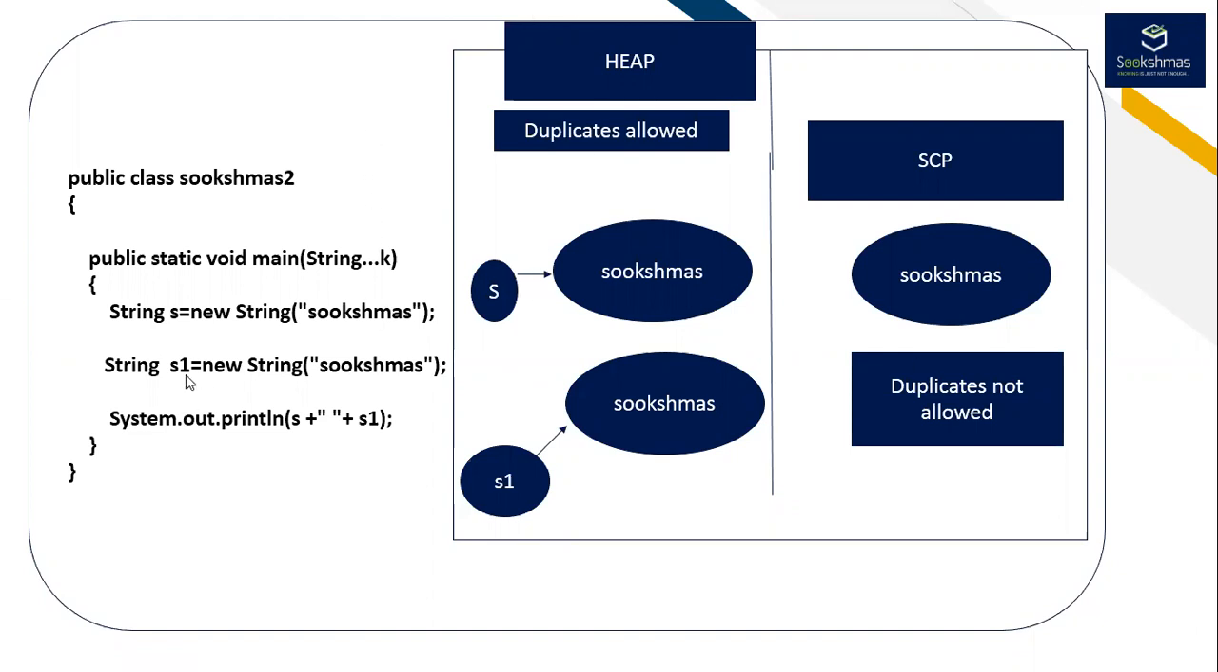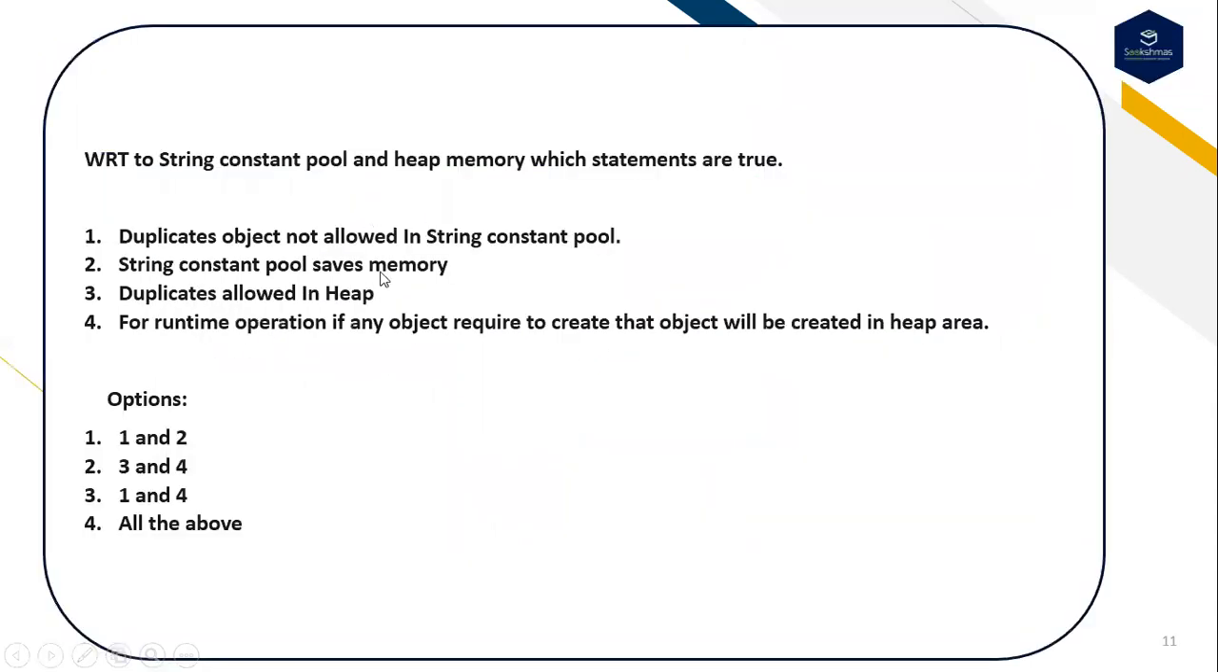So because of s1, an object will be created with the value sukshmas that will be stored in the heap. And the point you have to remember is that in the heap, duplicates are allowed. In the string constant pool, duplicates are not allowed. This is the diagram you have to remember. And also, when you use a new keyword, an object with the value is always stored in the heap.